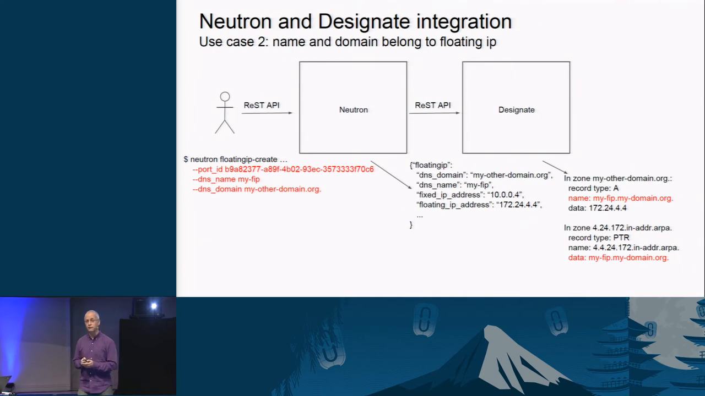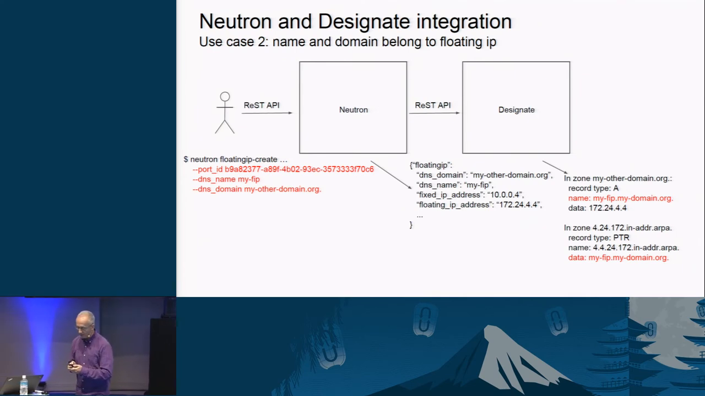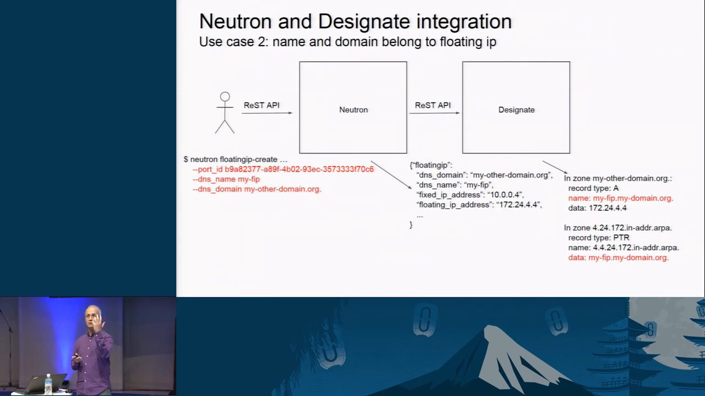The other use case that we envisioned was one where we want a name and a domain name associated with a floating IP, regardless of the instance that is connected to that floating IP.